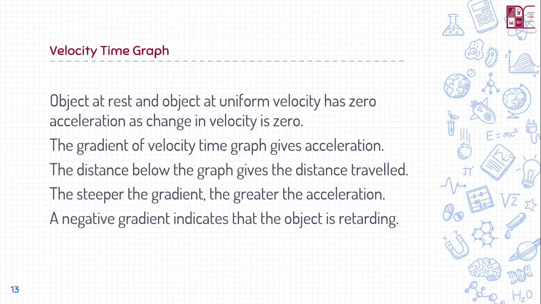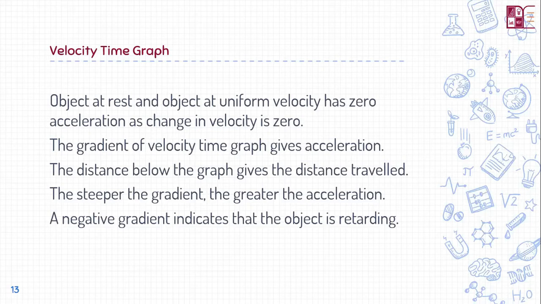Now the gradient of a velocity time graph gives you the acceleration. With steeper gradients, you can say that there is greater acceleration. And the area below these graphs is the total distance traveled. A negative gradient indicates that the object is retarding, or you can say it's decelerating.